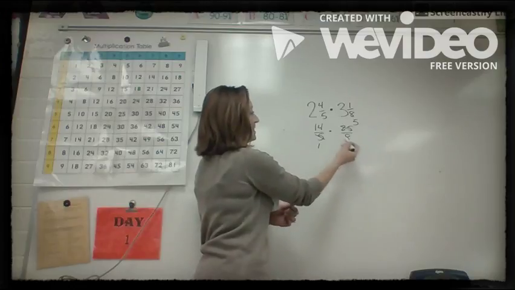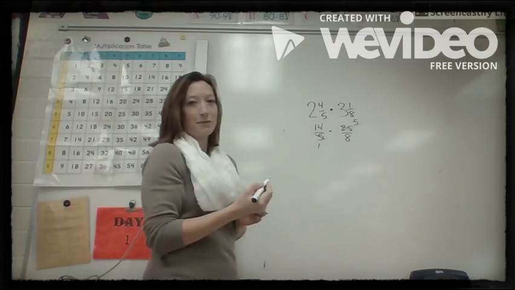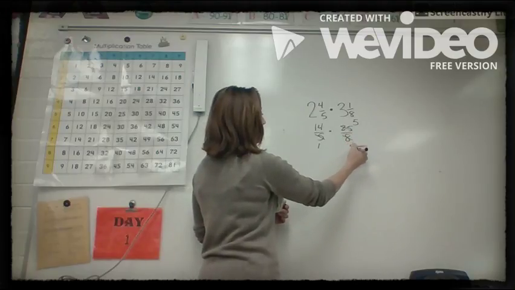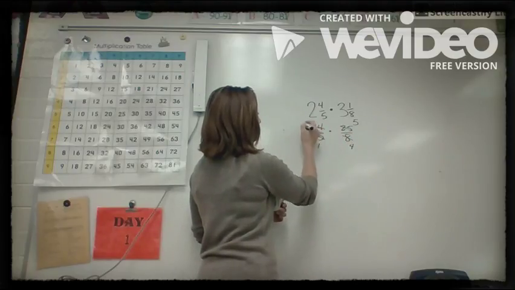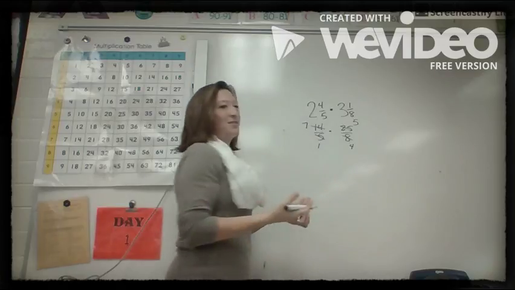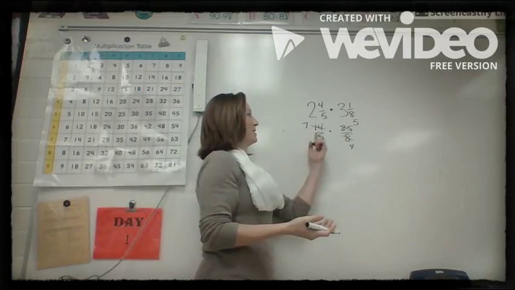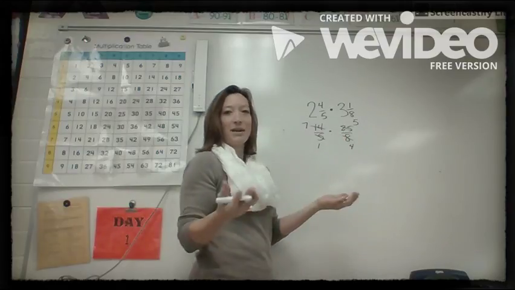Now I'm going to look at this diagonal with 8 and 14. I think 2 will work. 2 goes into 8 4 times. 2 goes into 14 7 times. That makes our numbers a lot nicer to work with. Otherwise, we'd have to multiply 14 times 25. We don't have time for that.